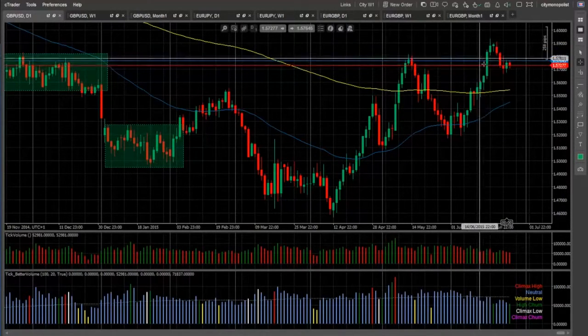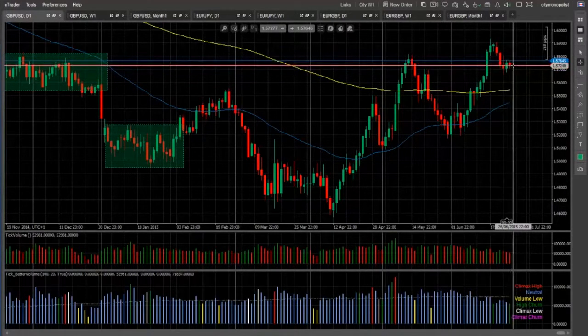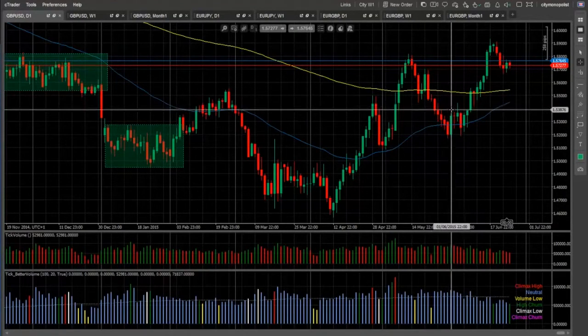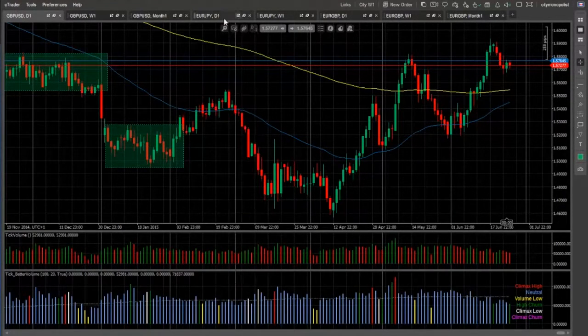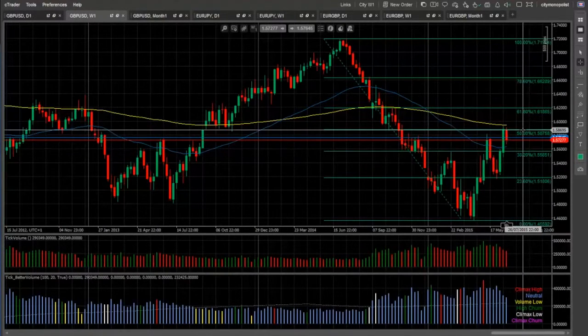So the key here is we're going to see if we get some responsive selling or initiative selling in this case when we come into Monday. So it's pretty crucial.